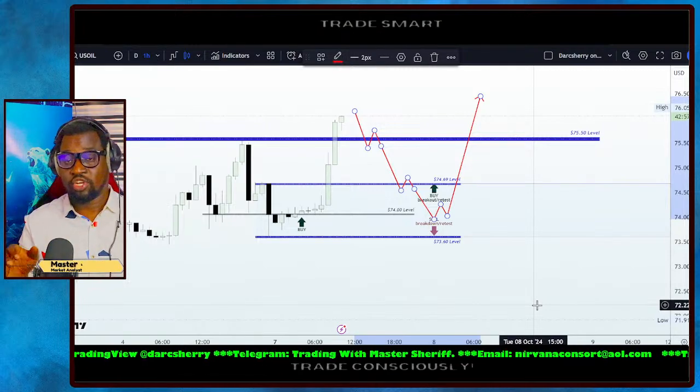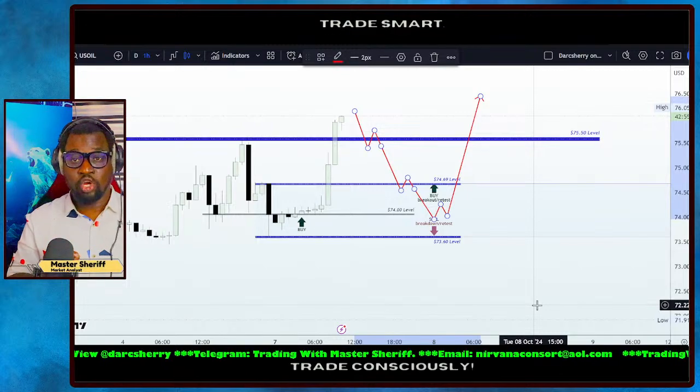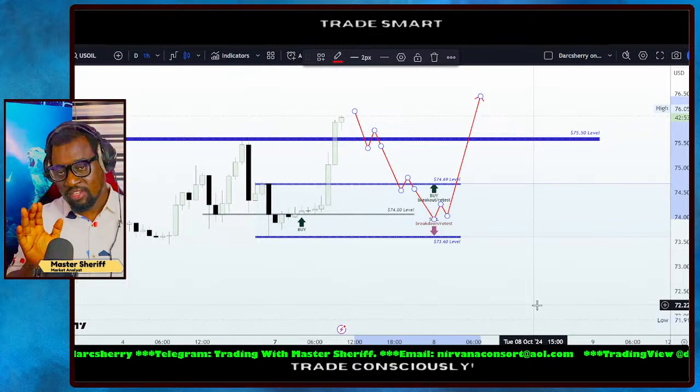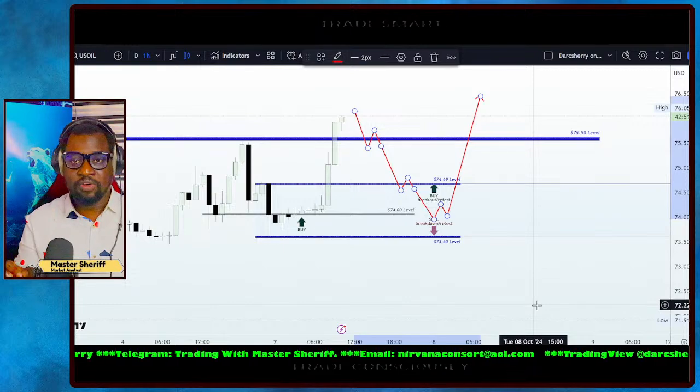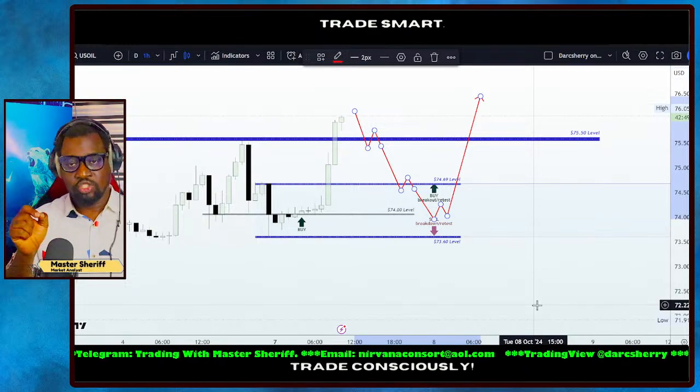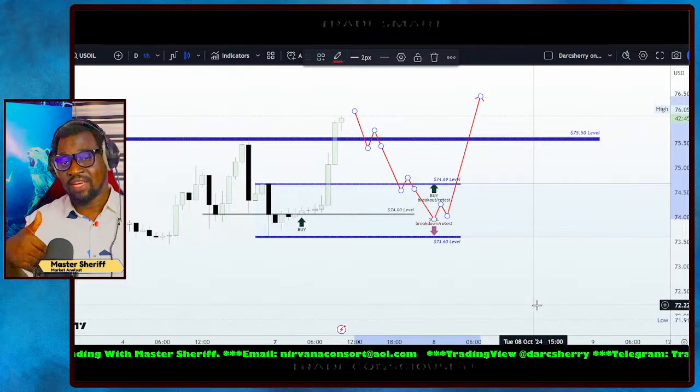So at this point in time, for those of us who capitalized on this bullish opportunity, secure your buy position. And for those who are yet to jump into this position, please just exercise patience. Don't jump in right now. We do not want to be jumping in front of a moving train right now. Let's wait for the train to get to the bus stop, then we can join the train.